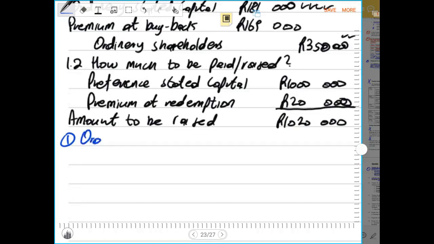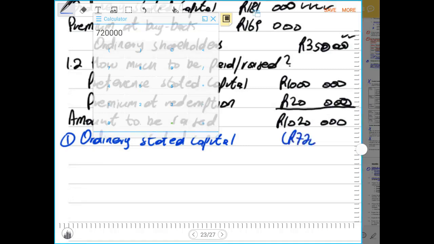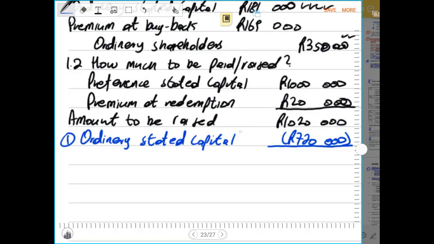So now they said, first of all, rule number one, you must issue ordinary shares. Then we have to say ordinary stated capital, or if you want you can say issue of ordinary shares. We were required to issue 180,000 shares, remember, at R4. This gave us 720,000 rands. So let me show that in calculations: 180,000 multiplied by 4 rand gives us 720,000 rands.